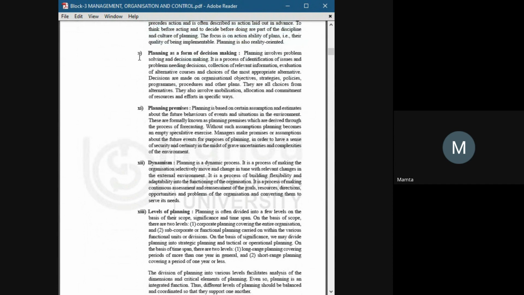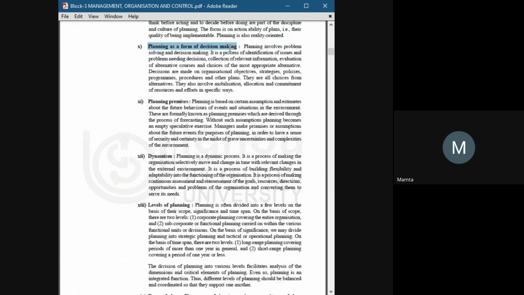Planning as a form of decision making. Now think like that. We have planned for our organization. We have a proper plan for our organization, and a situation arises, a problem arises. Then in that situation, we will take a decision according to our plan, which will be suitable for our goal. So that's how planning is a form of decision making. We can take decisions on the basis of our plan.